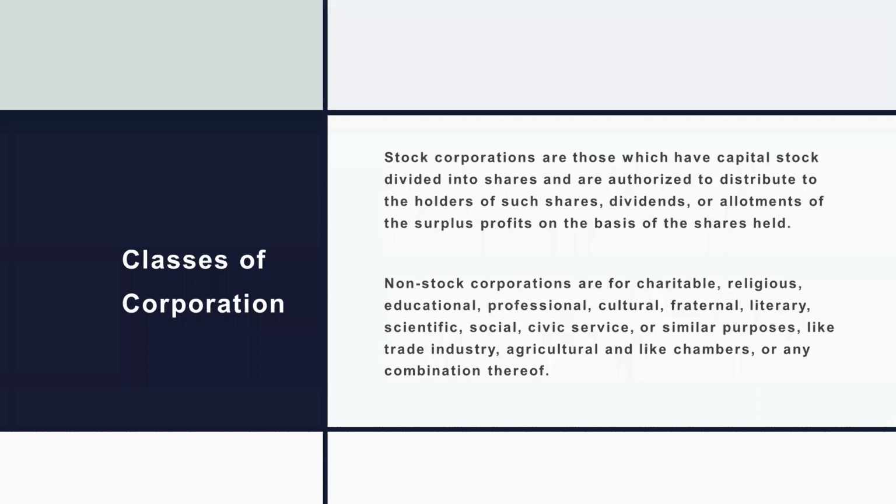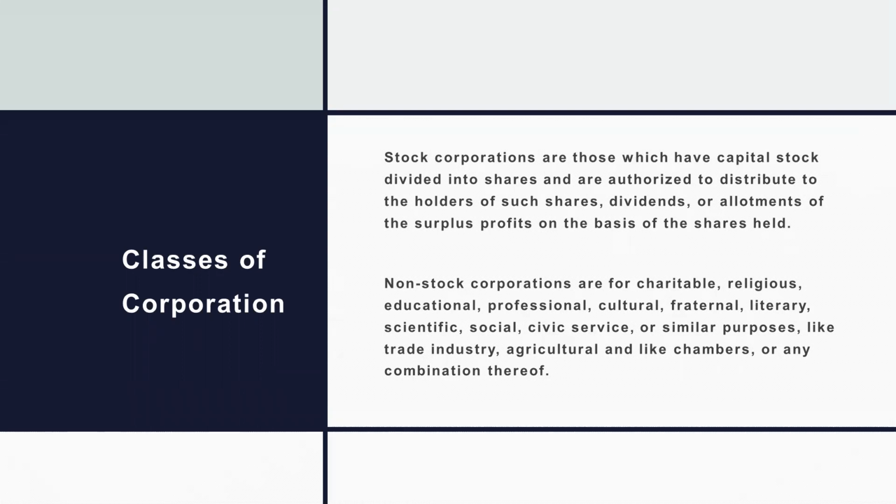Now, let's proceed to the classes of corporation. So, there are two major classes of corporation. A corporation can be a stock corporation or a non-stock corporation. So, yung stock corporation, these are those which have capital stock divided into shares and are authorized to distribute to the holders of such shares dividends or allotments of the surplus profits on the basis of the shares held. So, pag stock corporation, ito yung pwede makapag-receive ng dividends ang shareholder. So, ito yung parang profit sharing, no, sa isang corporation.